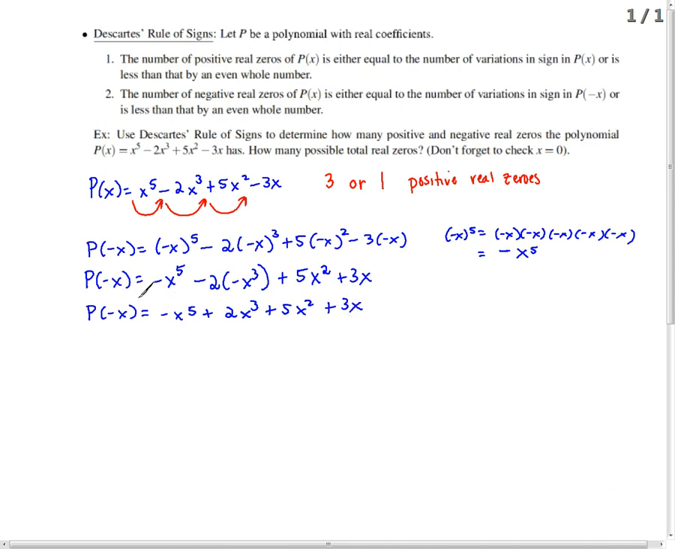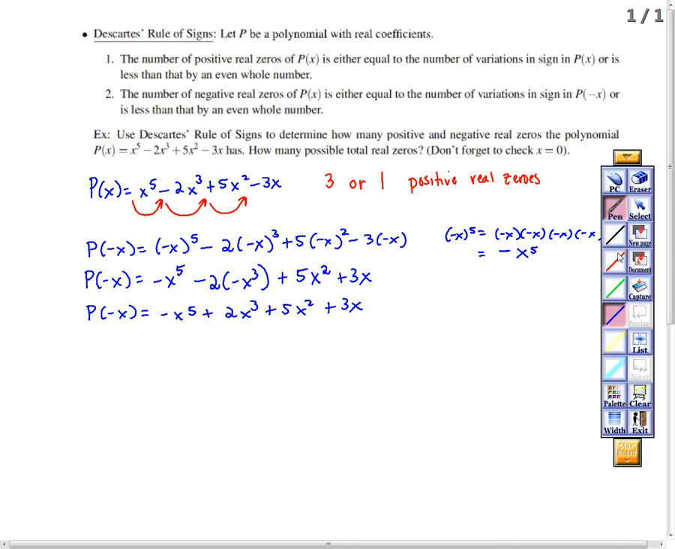You'll learn to do this very quickly. If you recognize the only signs that changed, you see that they had odd powers. So if you notice that x to the fifth, the sign changed from a positive to a negative, x cubed, the sign changed from a negative to a positive, and x, the sign changed from a negative to a positive. If the power is odd, you're going to change the sign when you plug in negative x. If the power is even, you keep the same sign.